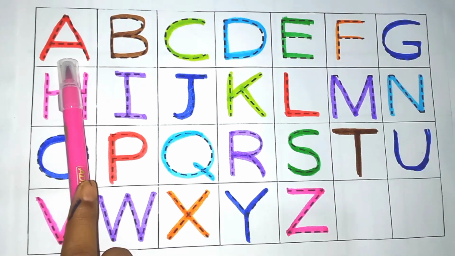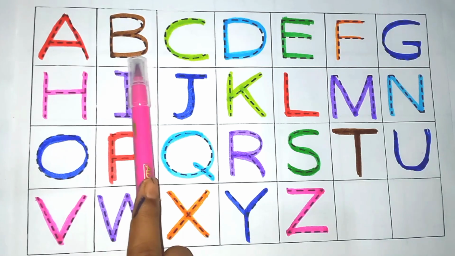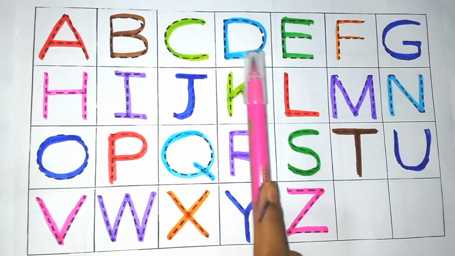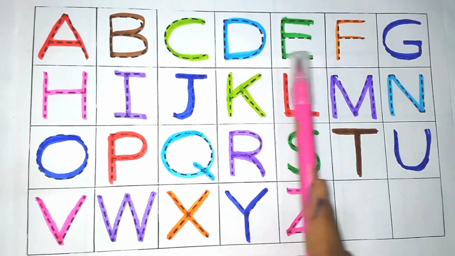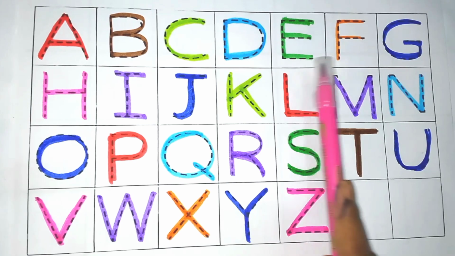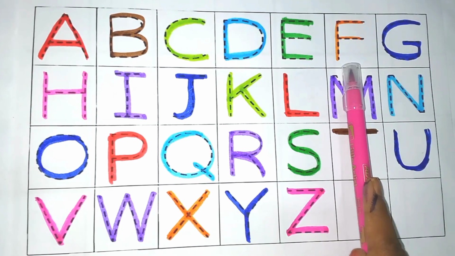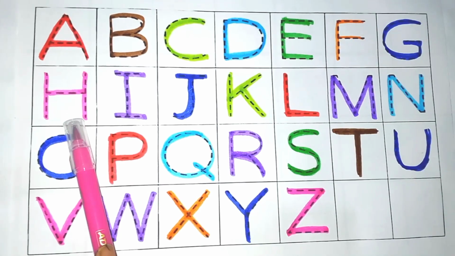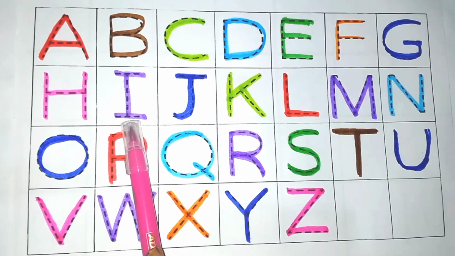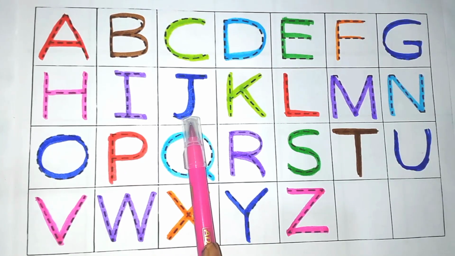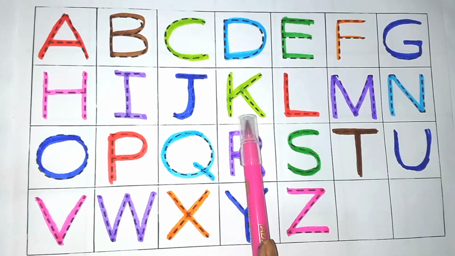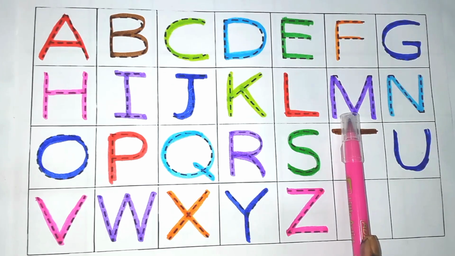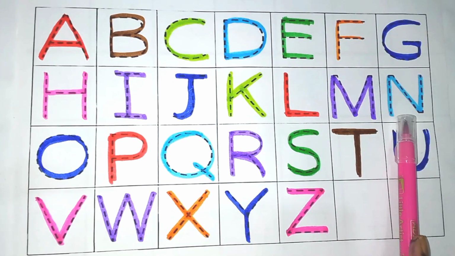A for apple. B for bone. C for cat. D for dog. E for elephant. F for fish. G for grapes. H for horse. I for ice cream. J for joker. K for kite. L for lion. M for monkey. N for nest.